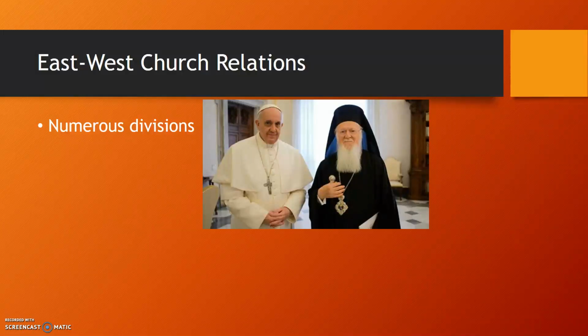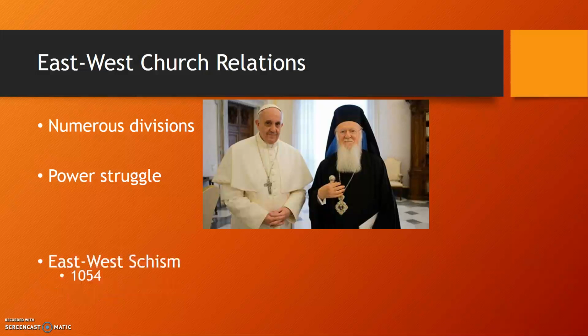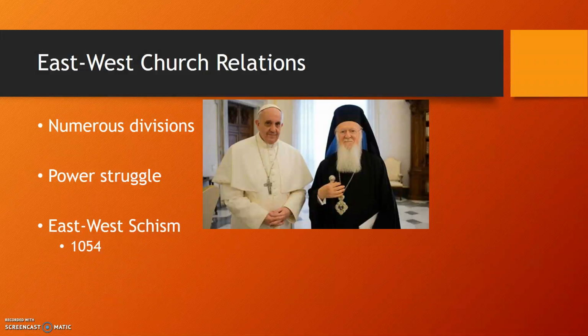Or the use of unleavened bread in the Eucharist and so forth. Some were big, like the nature of the Trinity and the whole relationship between God, Jesus, and the Holy Spirit and so forth. And this eventually resulted in a power struggle. The Pope was going to claim authority over all Christianity, and the patriarchs weren't going to listen to him. This eventually results in the East-West Schism, sometimes referred to as the Great Schism in 1054.